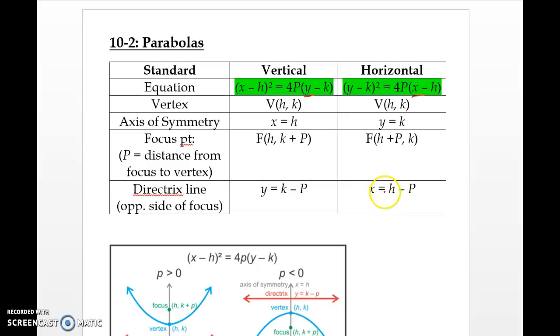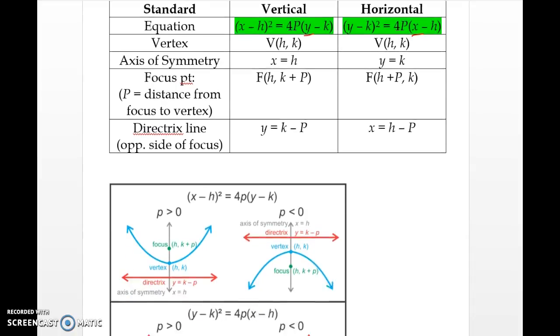So we're adding p for our focus, and we're subtracting p for the directrix. And we're always adding and subtracting p to the y part, k, if it's vertical, and the x part, h, if it's horizontal. So while you're doing these problems and while you're doing the homework, it might be nice to have this chart right here to show you all this stuff, because it is a lot of equations to work on.